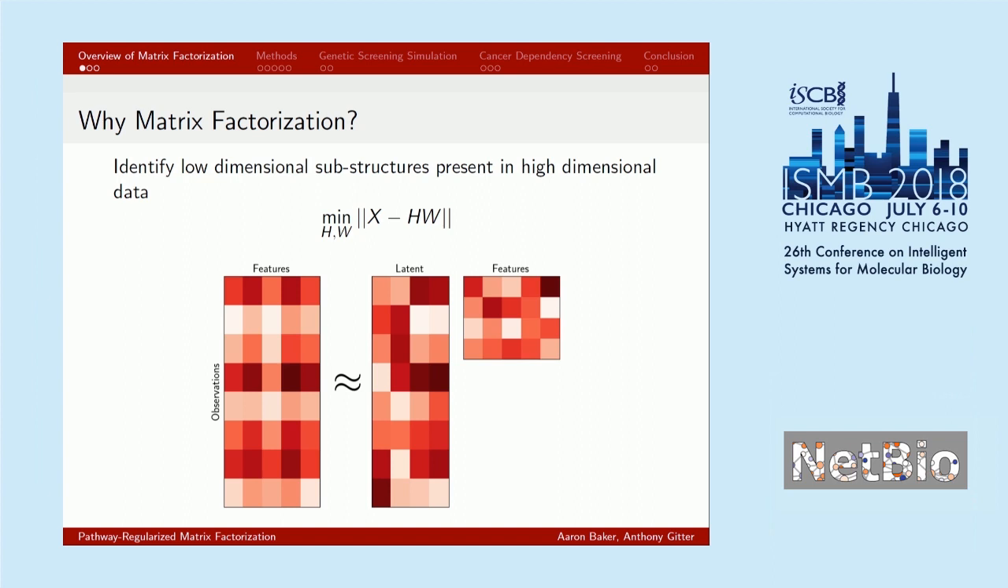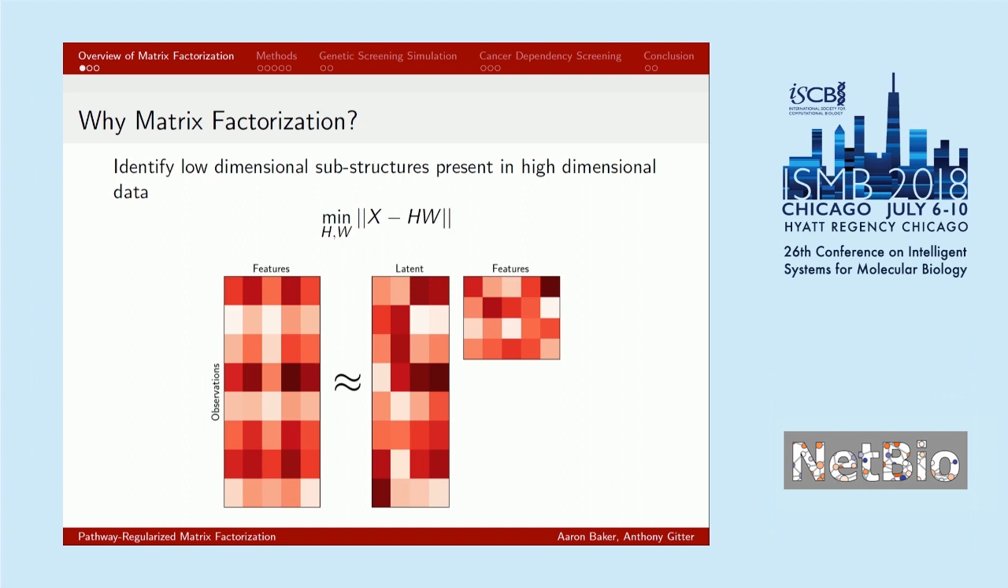So the data takes the typical form of a machine learning data matrix, where we have observations along the rows and features along the columns. And we're trying to decompose that matrix into the product of two matrices that are much smaller rank than the input matrix. In particular, I'd like to focus this talk on the W matrix, which is the matrix on the right, which is the one that clusters features together into different latent factors.